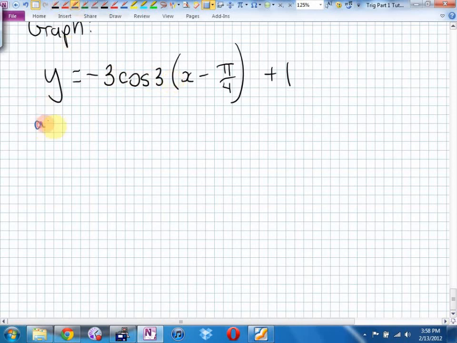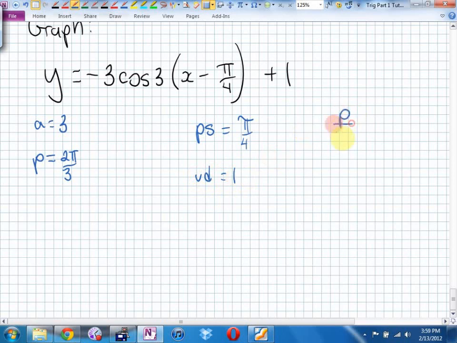What's the amplitude here, Carly? I agree. What's the period? Don't say 3 because it's not. 2 pi over 3. What's the phase shift? Is there an alarm bell? Oh, excellent. Pi by 4 to the right. What's the vertical displacement?